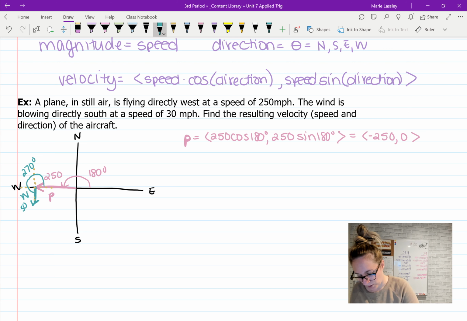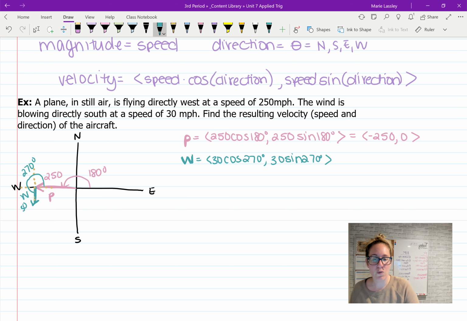Now I'm going to make my wind vector. Magnitude is 30, cosine of 270, 30 sine of 270. Again, this is an easy one to use the unit circle values. At 270 degrees, x is 0, y is -1. So you get basically the exact opposite of our first vector. So this would be 0, comma, -30. Not degrees, just -30. There we go. This is actually a nice one.